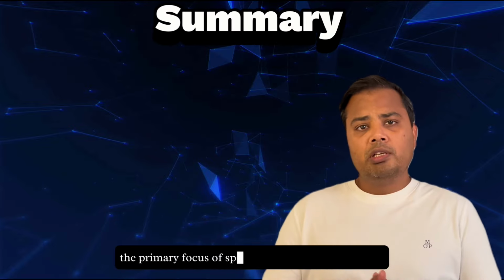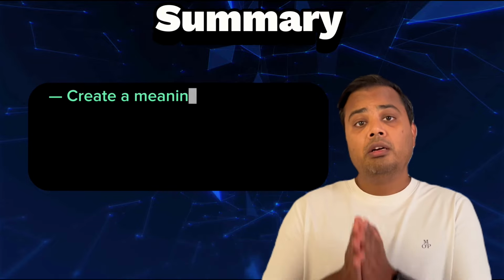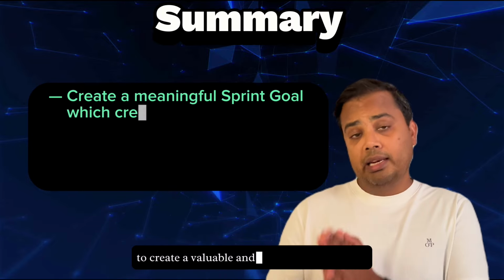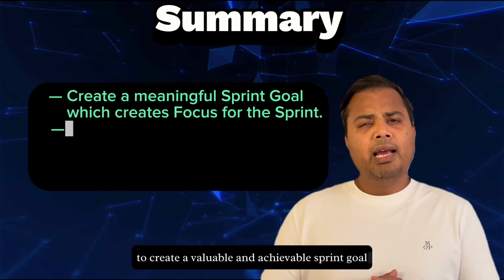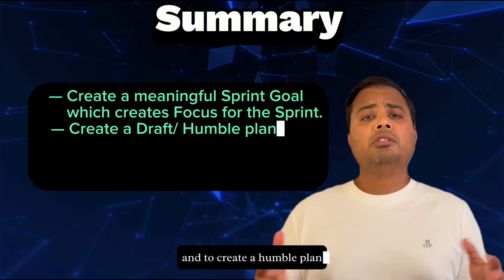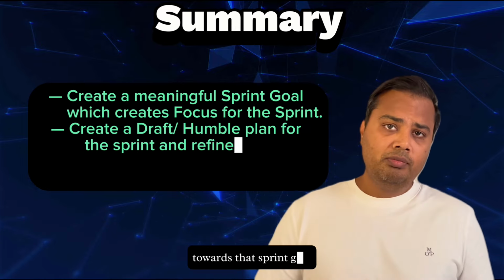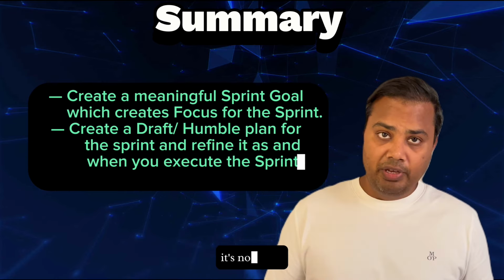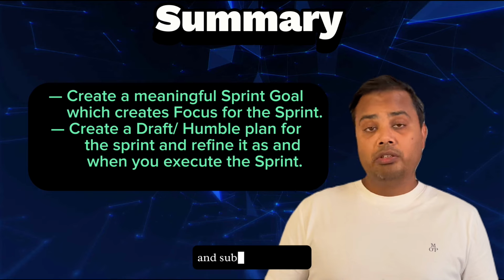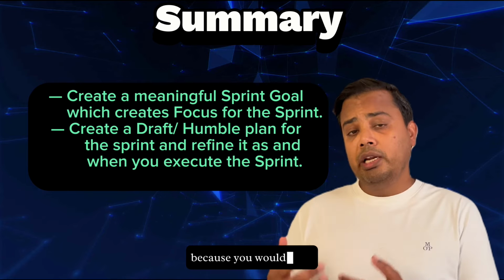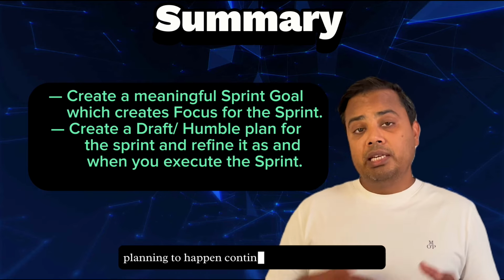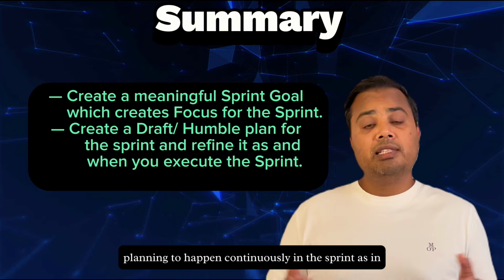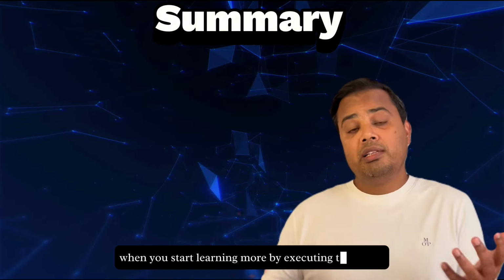So, to summarize, the primary focus of the sprint planning event should be to create a valuable and achievable sprint goal and to create a humble plan towards that sprint goal. The plan is humble as it is a draft, it's not fixed and subject to change, because you would need planning to happen continuously in the sprint, as and when you start learning more by executing the sprint.